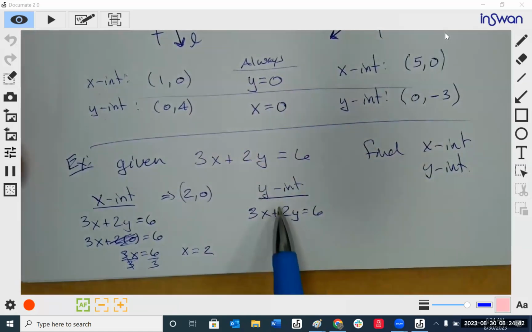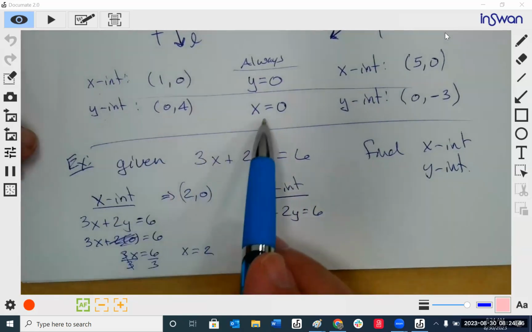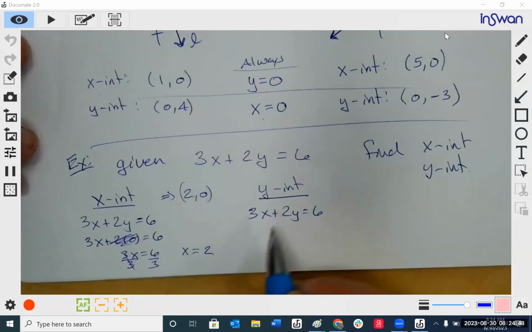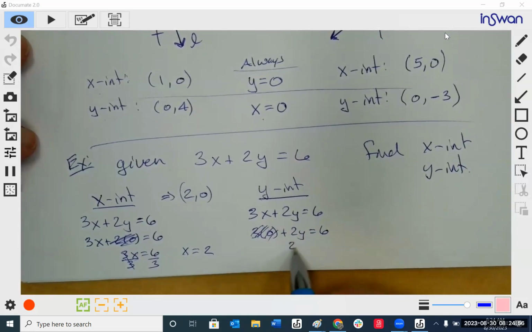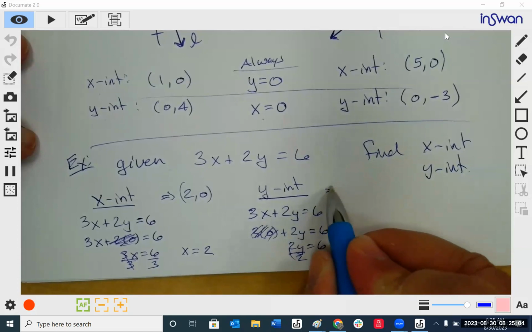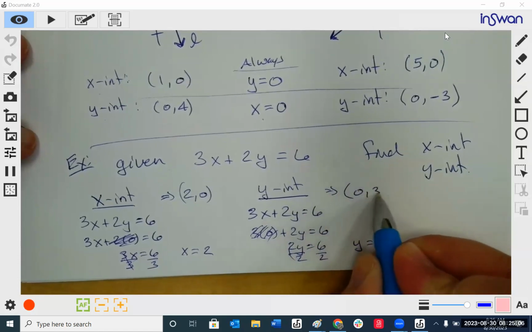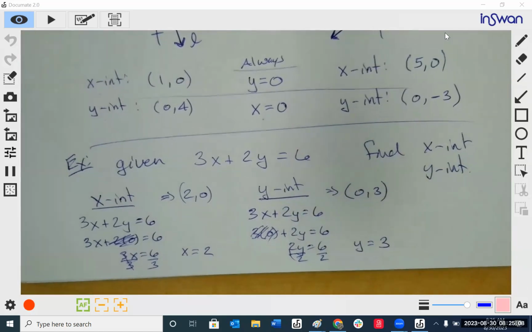This is important. So to find the y-intercept, what do we do? Set x equal to 0. Three times 0 is 0. It disappears. So we have 2y equals 6. Divide both sides by 2. Y equals 3.